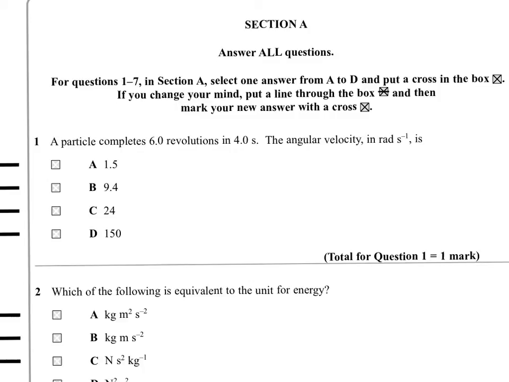So a particle completes 6 revolutions in 4 seconds, angular velocity in rads per second. So to get rads per second, we need to divide a total number of radians by a total number of seconds. Now, we already have a time in seconds, so that's fine, but we need to convert 6 revolutions into radians. Now, there's 2 pi radians in a circle, so it's going to be 6 times 2 pi over 4, which is 12 pi over 4, which is 3 pi. There's only one number that matches that. We know that pi is 3.14, so this is going to be 9 or so. B.